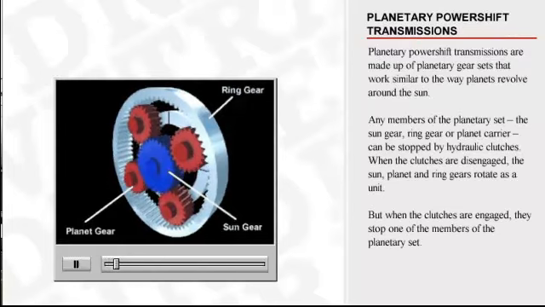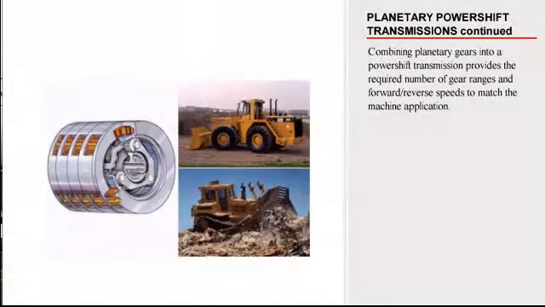Planetary power shift transmissions are made up of planetary gear sets that work similar to the way planets revolve around the sun. Any members of the planetary set, the sun gear, ring gear, or planet carrier, can be stopped by hydraulic clutches. When the clutches are disengaged, the sun, planet, and ring gears rotate as a unit. But when the clutches are engaged, they stop one of the members of the planetary set. Combining planetary gears into a power shift transmission provides the required number of gear ranges and forward-reverse speeds to match the machine application.